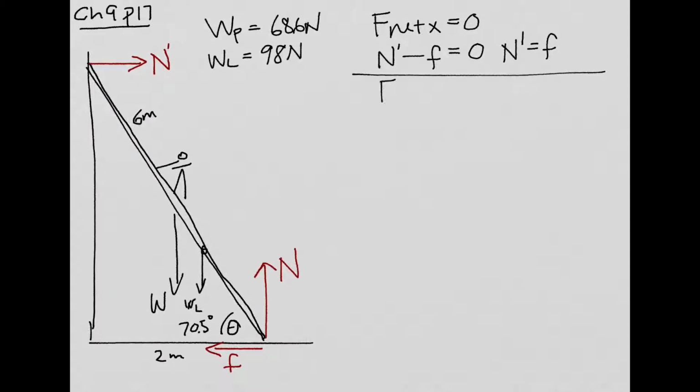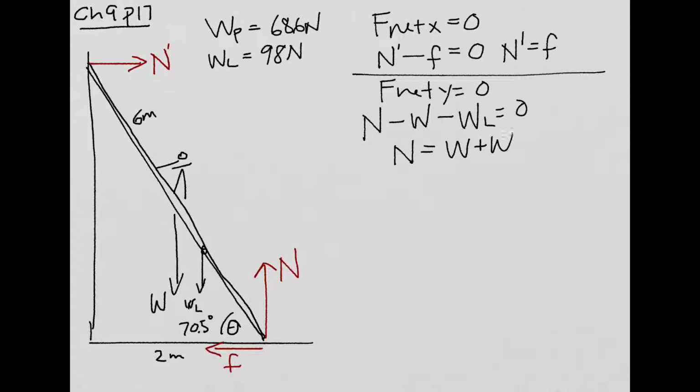In the y direction, we know that equals 0. In the positive direction I have N, in the negative direction I have minus the weight of the person minus the weight of the ladder equals 0. So N equals the weight of the person plus the weight of the ladder. We know that N equals 784 newtons.